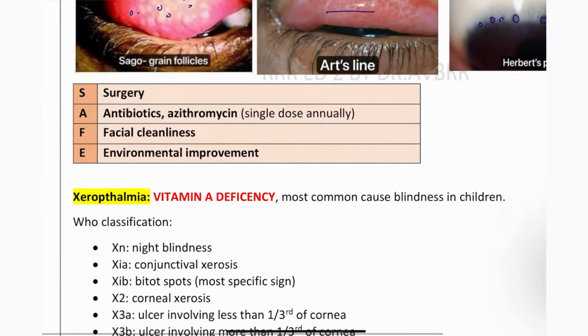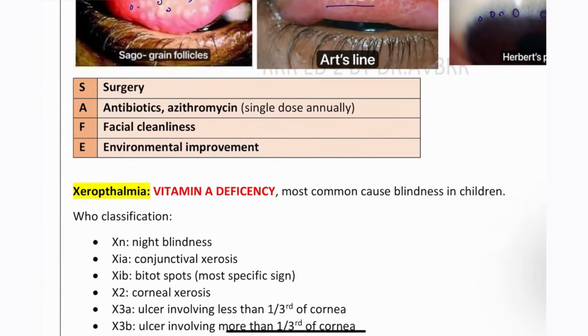Next, the SAFE strategy we are going to follow: Surgery, Antibiotics, Facial cleanliness, and Environmental improvement should be done for this patient.